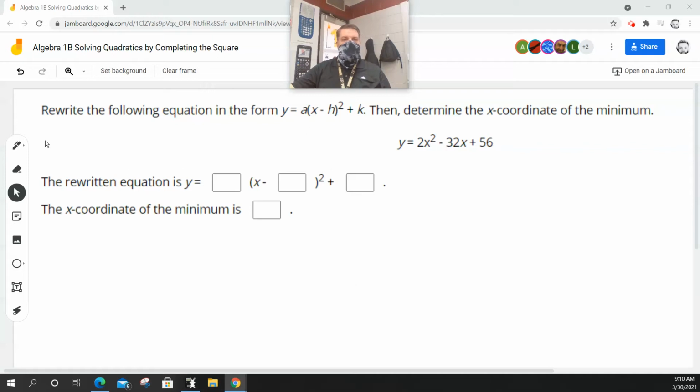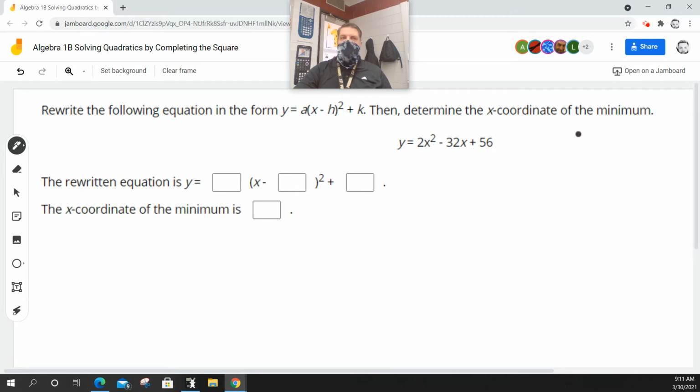All right, so this one says rewrite the following equation in the form A times the quantity x minus h squared plus k to determine the x coordinate of the minimum. Well, it just so happens that you can actually find the x coordinate of the minimum by using a formula very similar to the formula we use in completing the square, right?